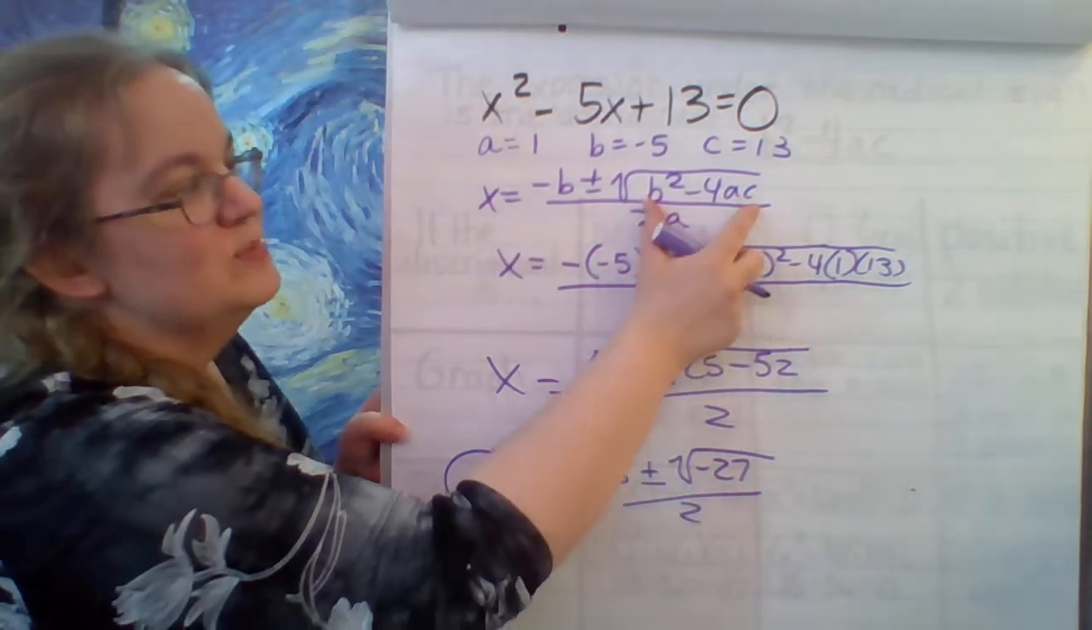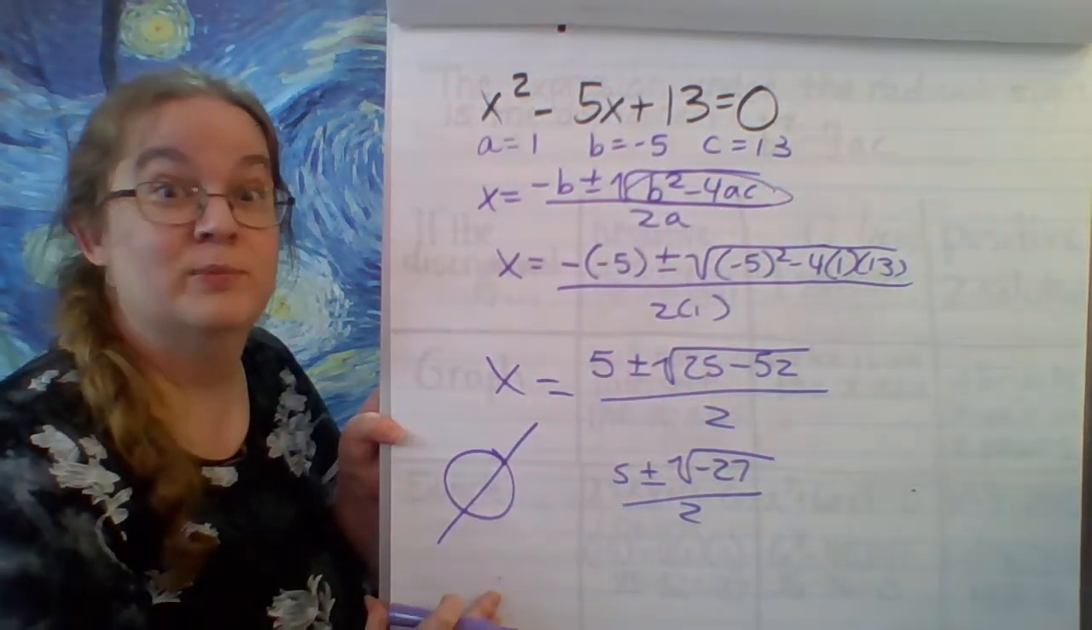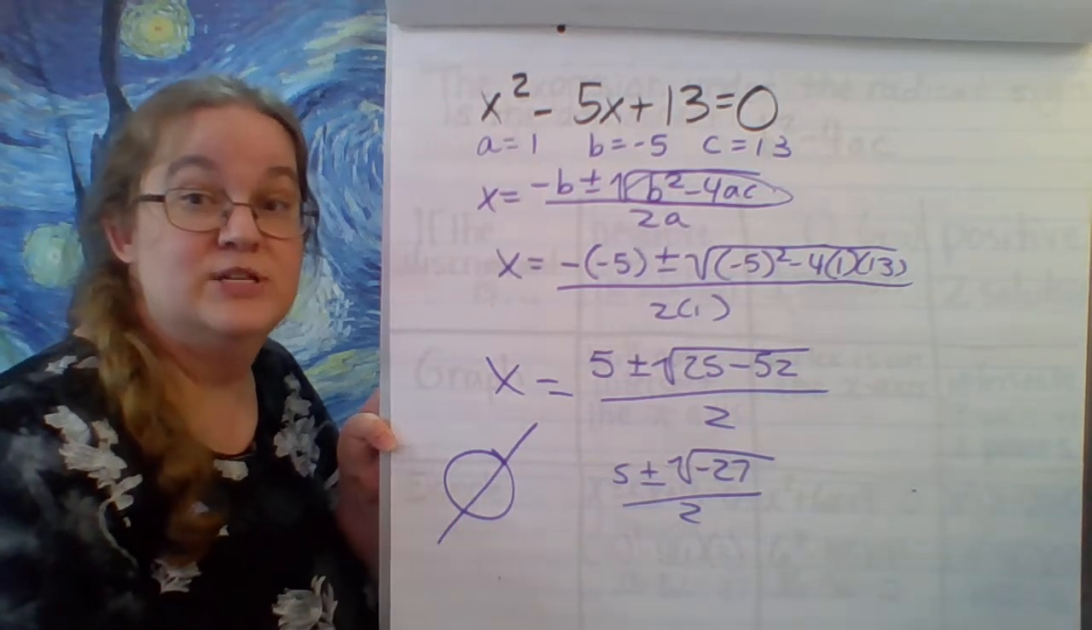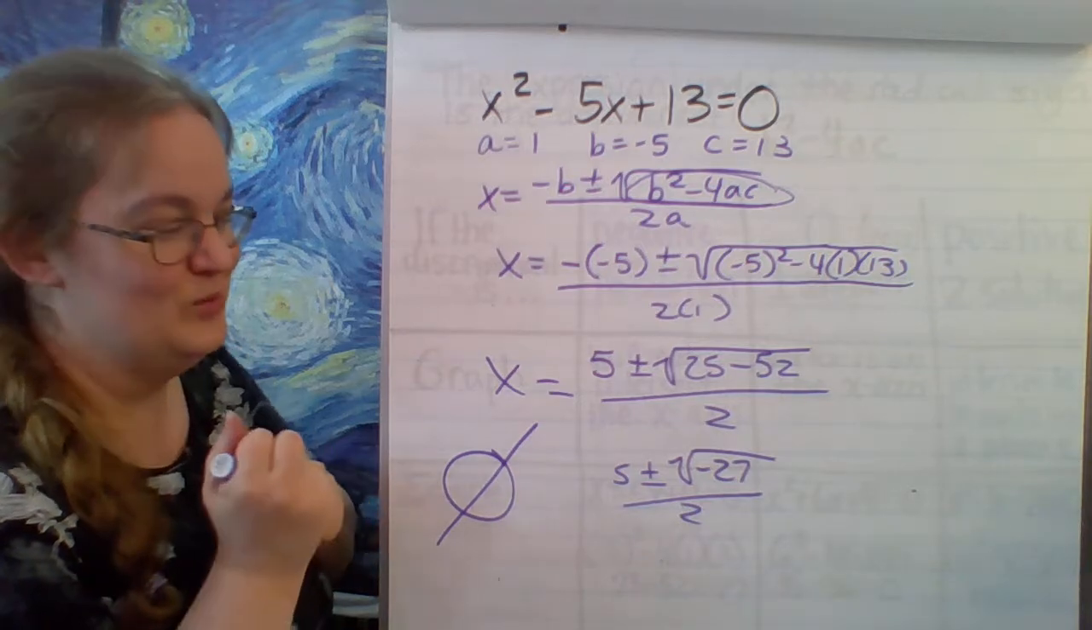And actually, this part right here under the radical sign, we call the discriminant. And if you look at the discriminant, whether it's positive or negative or 0, that actually tells you how many solutions there are. And so that's the last part of what we're going to talk about today.